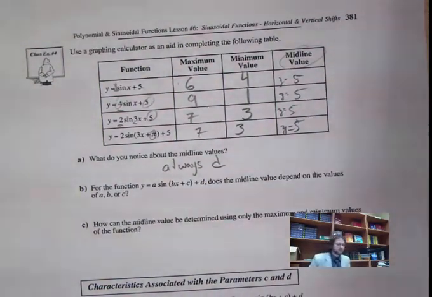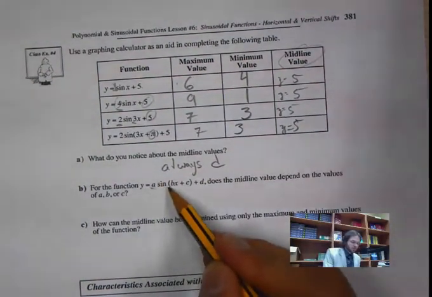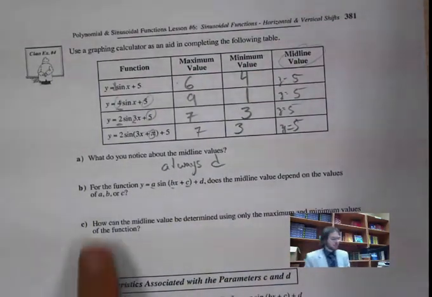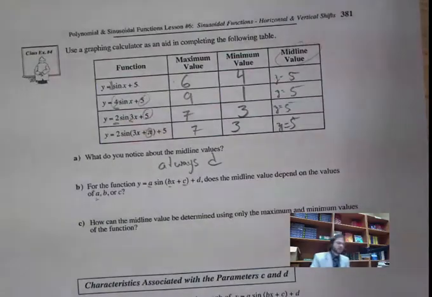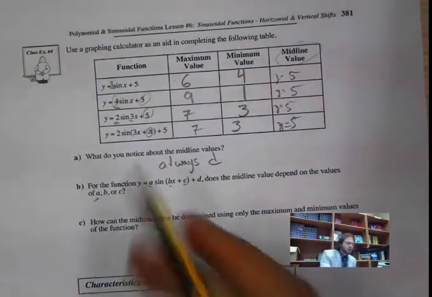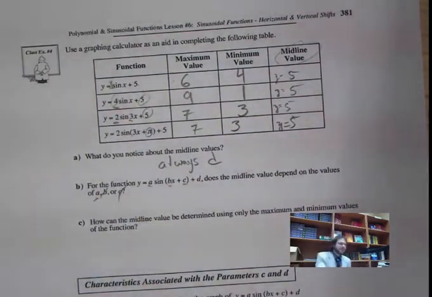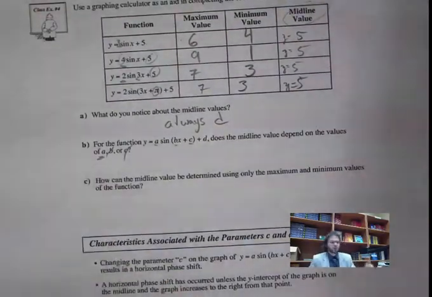Now the next part says, which values relate to the midline besides D? Well, if I do know a max, I could use A to find the midline. If I know a max or a min, I could use A to help me find the midline. Otherwise, B and C have nothing to do with the midline. A can in certain situations help us find the midline. Because if we know A and we know a max, then we can find the minimum, then with the minimum we can find the midline. Simple like that.